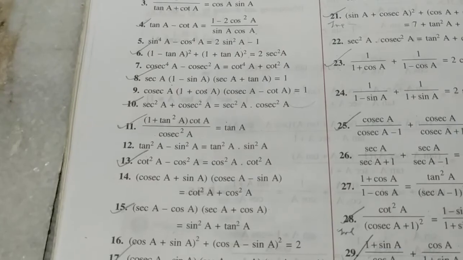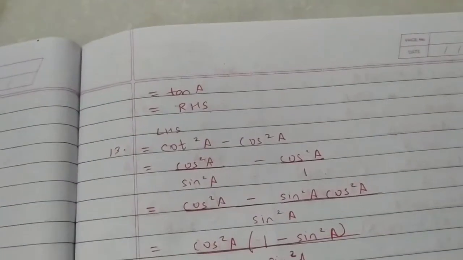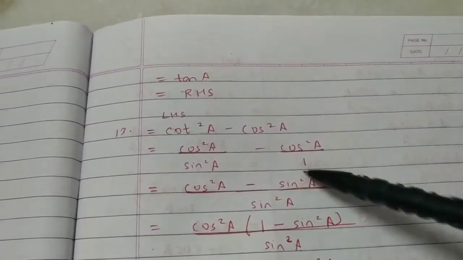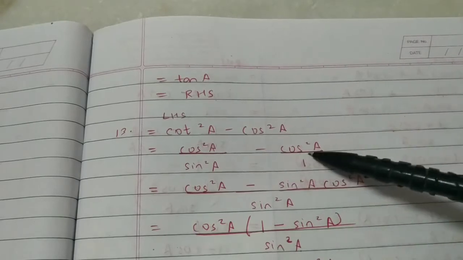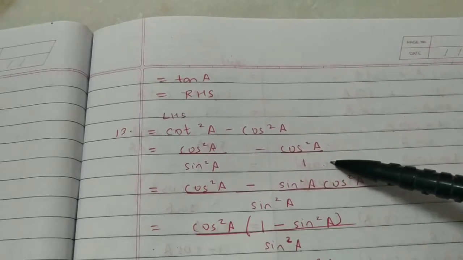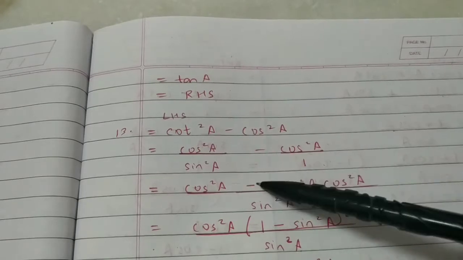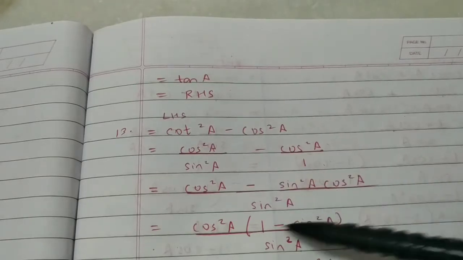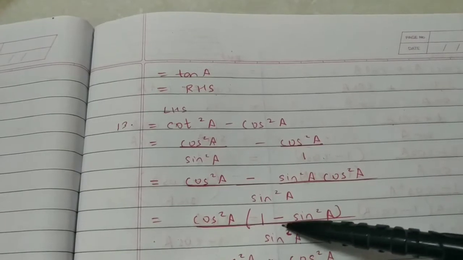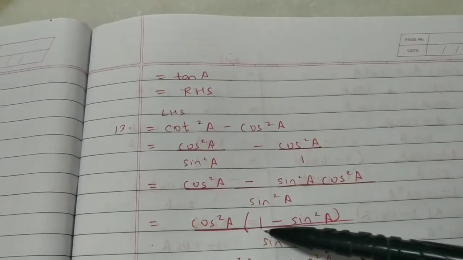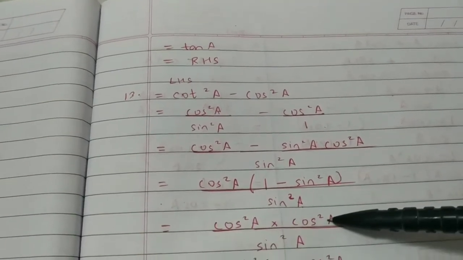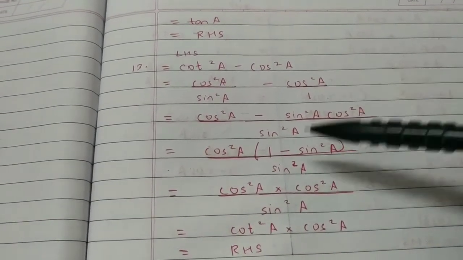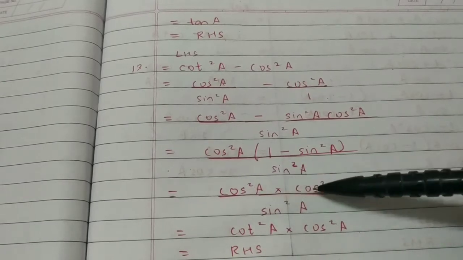So again we'll start with the LHS. See here, it's converted in terms of sine and cos first. Then there is an LCM, sine square A into sine square A. Here cos square is common. So remove cos square A common, and what is left is 1 minus sine square A. What is that? It is cos square A again. So the numerator becomes cos square A into cos square A.